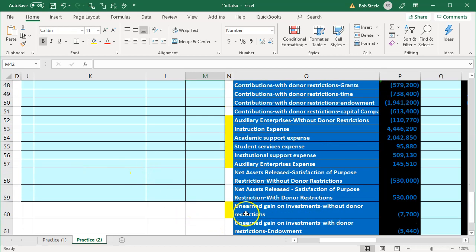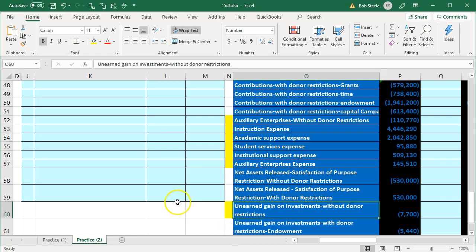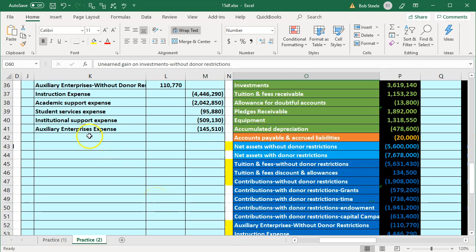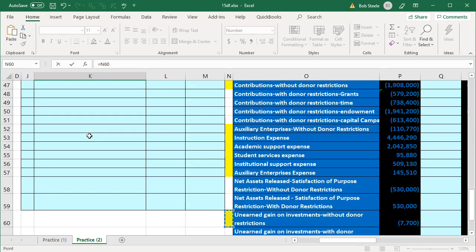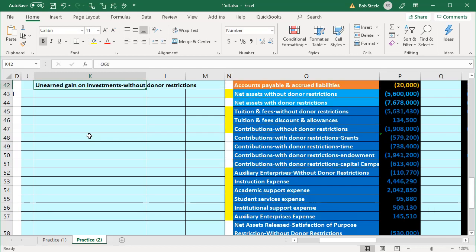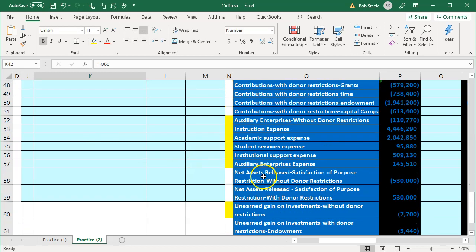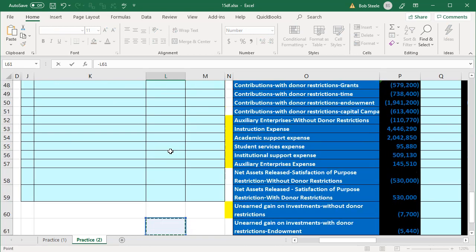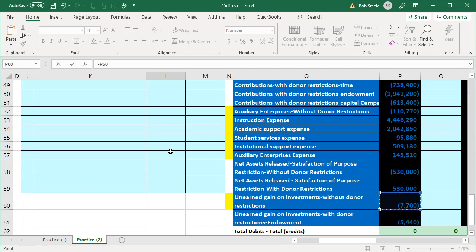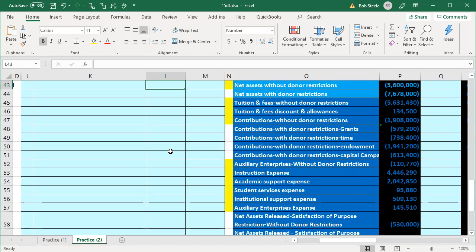And now finally, we've got the unrealized gain on investment without donor restrictions. So that's going to be in K42 equals, scrolling back down. We're going to pick up that account. Now it's got a credit in it, so we're going to debit it. So we'll be on the debit side in L42, negative. And we're going to scroll back down and pick up that amount. Okay, so now we're going to post this.